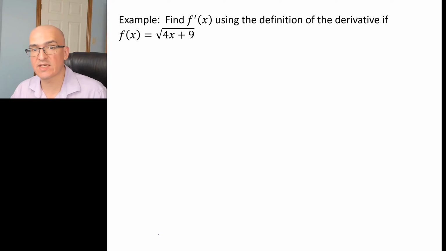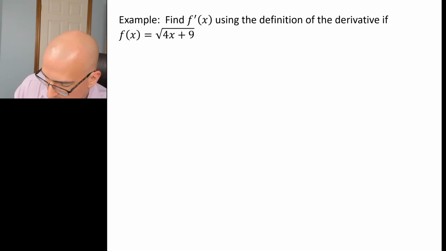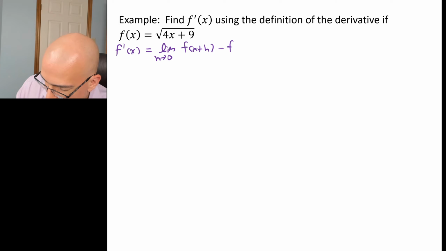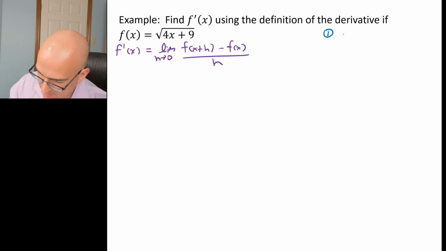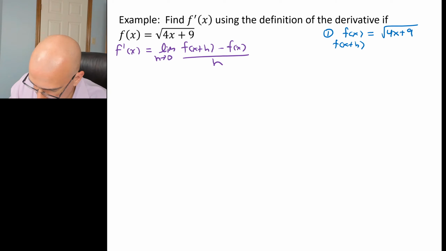Okay, last one we'll do, last example type, we did a polynomial, we did a rational function, now we're going to do a radical function, a square root. So our goal is f prime of x equals limit h approaches 0 of f of x plus h minus f of x all over h. Step 1, I want f of x plus h. F of x is equal to the square root of 4x plus 9. F of x plus h is equal to the square root of 4 times x plus h plus 9.